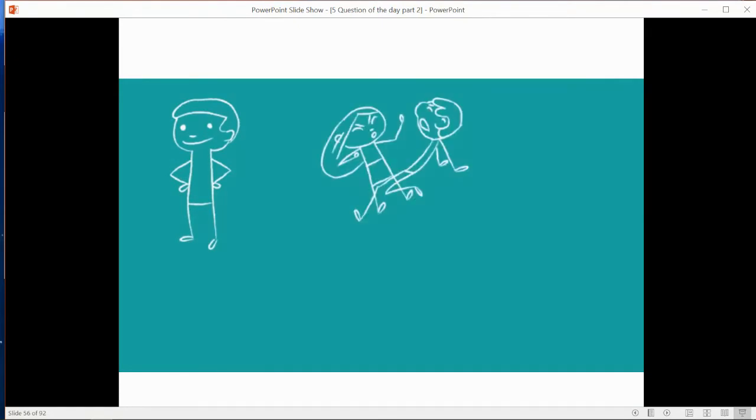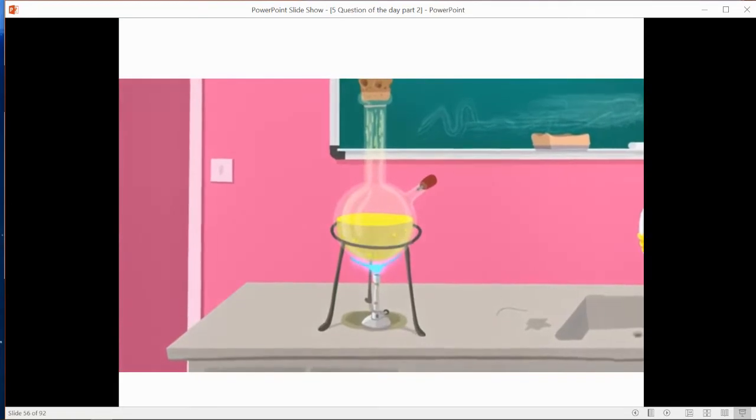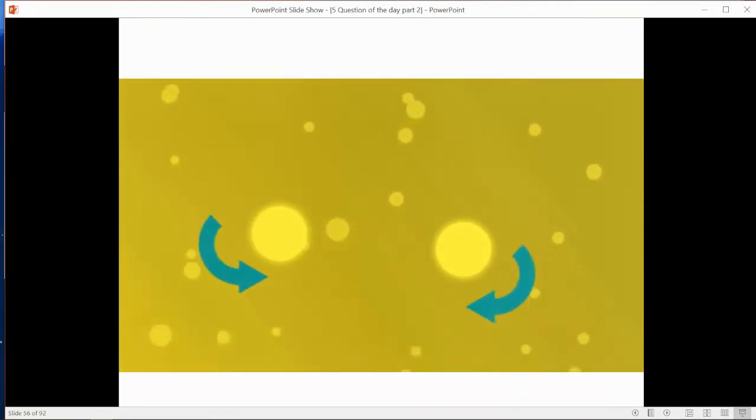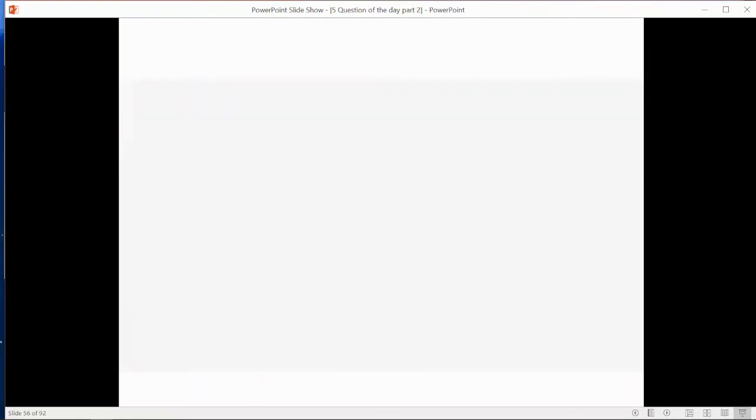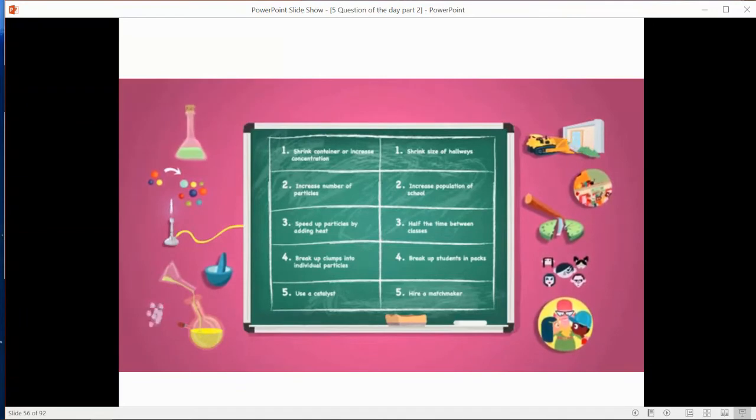So, to sum up, if a future chemist wants a date for the dance, he must collide with another person and knock the books out of their hands. And if a chemist wants to make a chemical reaction occur, the particles must collide in the correct orientation with an appropriate amount of energy. And both of these processes can be accelerated using the 5 methods I've described.